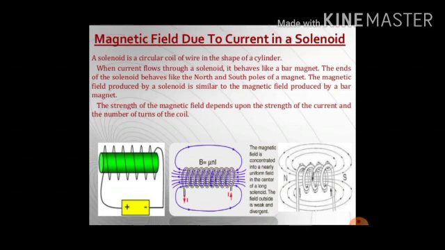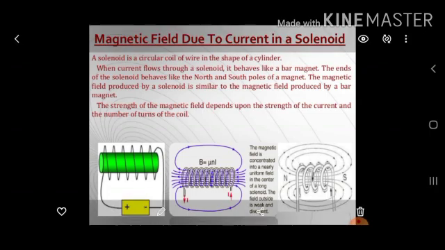Then, what is an electromagnet? A strong magnetic field produced inside a solenoid can be used to magnetize a piece of magnetic material like soft iron when placed inside the coil. The magnet so formed is called an electromagnet.